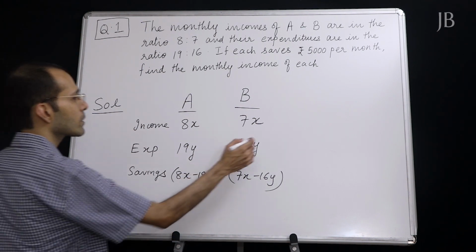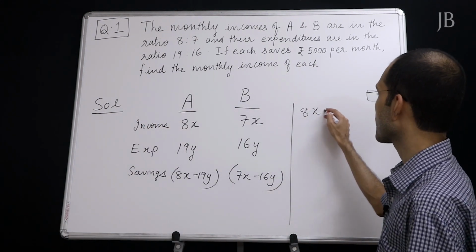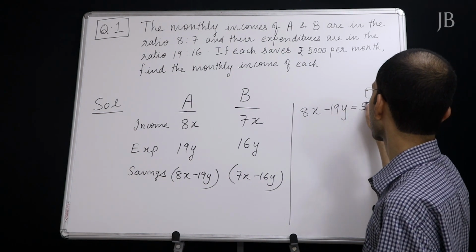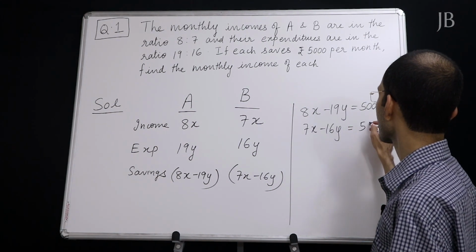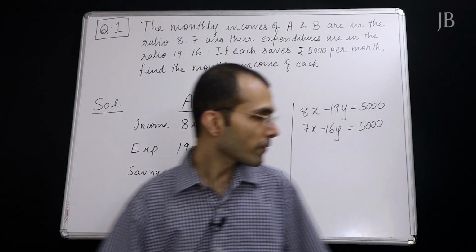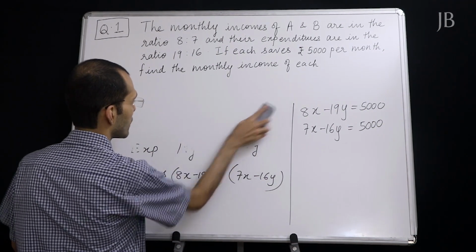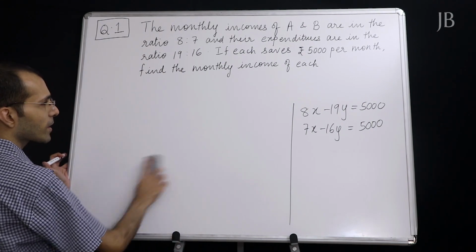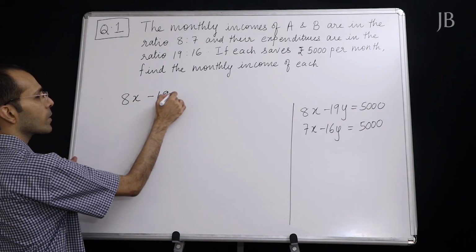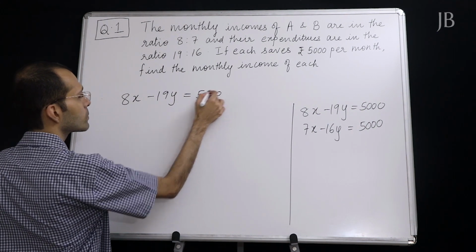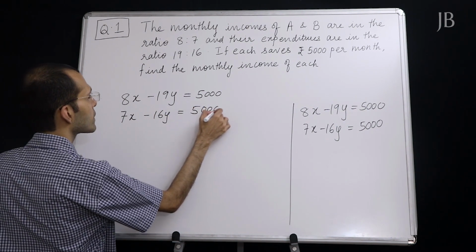Now they are saying that each of them saves 5,000. So 8x minus 19y is 5,000 and 7x minus 16y is also 5,000. Fine, now we'll have to solve these two equations simultaneously. You can go by any technique, whatever you find convenient. So this is now 8x minus 19y is 5,000, 7x minus 16y is 5,000.